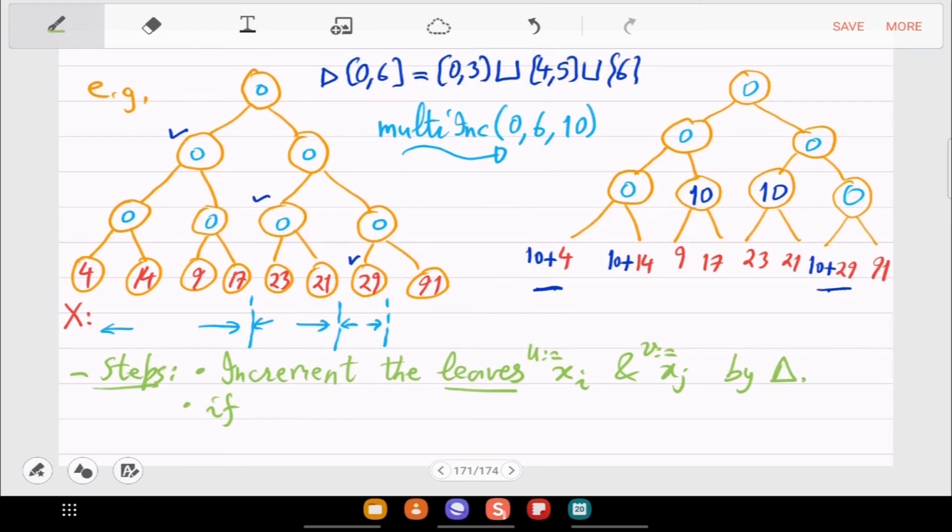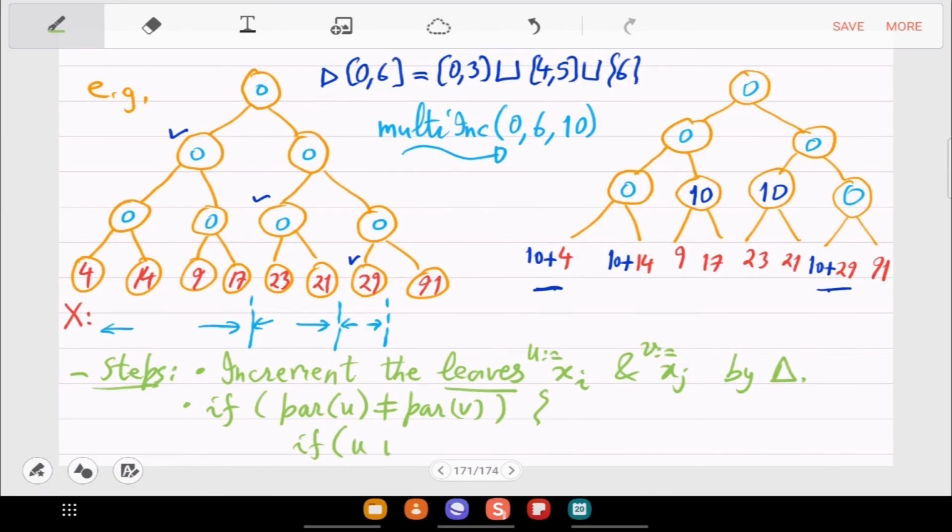So if U and V have different parents... well, if U and V have the same parent, let's say we were talking about just 4 and 14, which is the 0, 1 case, then we are already done. But if they have different parents, then it means that they are further apart.